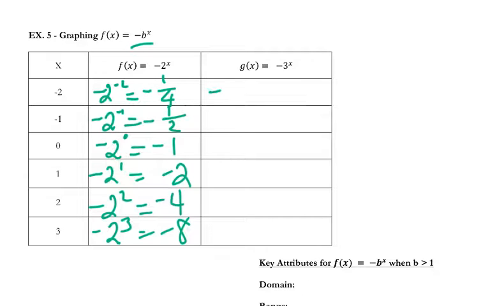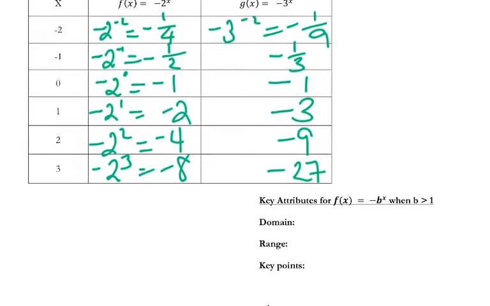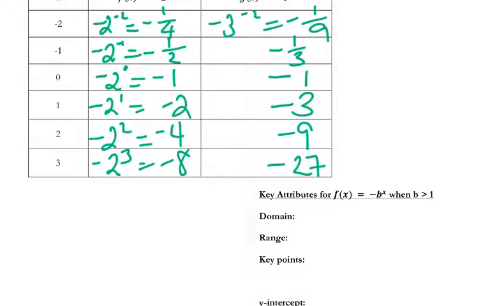All right, similarly, -3 to the -2 is going to be -1/9. Then -1/3, -1, -3, -9, -27. Okay, so let's get ready to graph that.